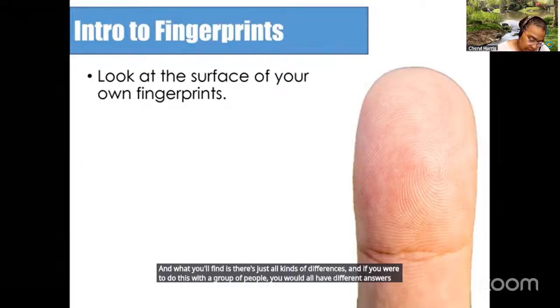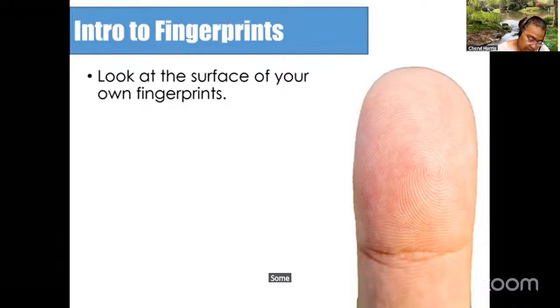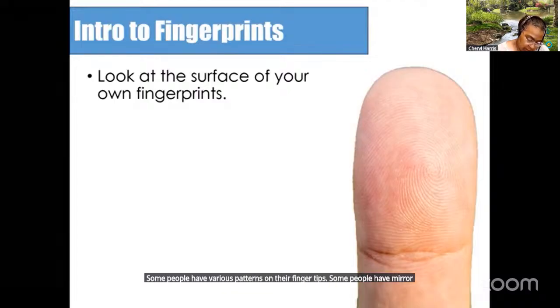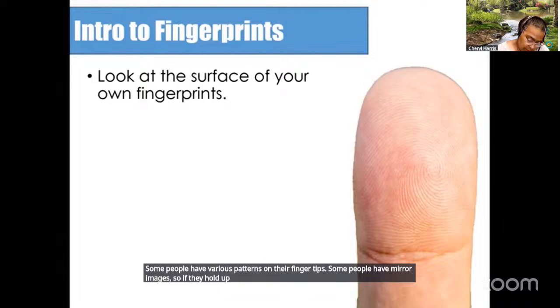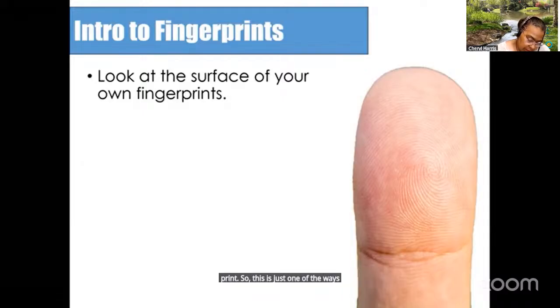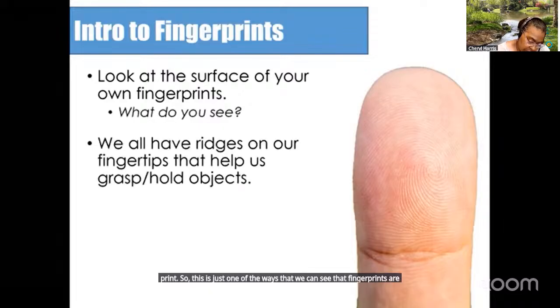Some people have the exact same fingerprint on all of their fingers. Some people have various patterns on their fingertips. Some people have mirror images. So if they hold up their two index fingers and compare their left to their right, they're mirror images of one another. Some have completely different prints. So this is just one of the ways that we can see that fingerprints are unique.